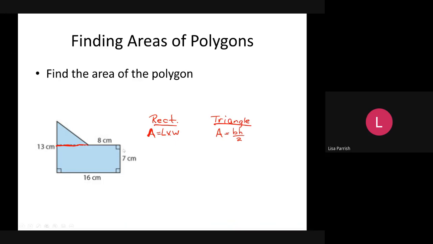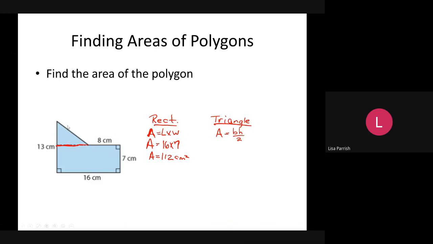and the width is 7. Okay, so I'm going to plug my numbers in for this. Area equals 16 times 7. And then I'm going to multiply those two to get my answer. Okay, so 16 times 7, and I get 112. Okay, now this is centimeters, so centimeters squared. So the first thing I do is I find the area of the first shape. So I found the area of the rectangle, pretty easy.